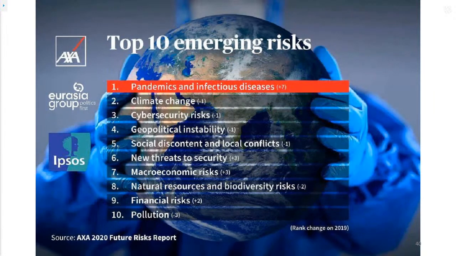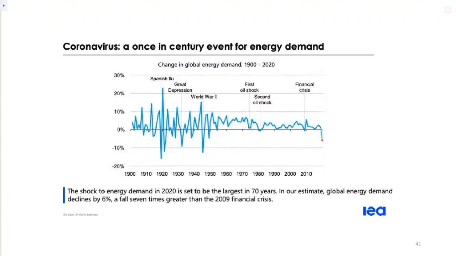So number one is pandemics and infectious diseases, which has jumped up seven levels, if you will, among the 10 emerging risks for these political risk specialists. Climate change has dropped down, along with cybersecurity, geopolitical instability, and social discontent. So the impact of the coronavirus is really a once in a century event in terms of energy demand.